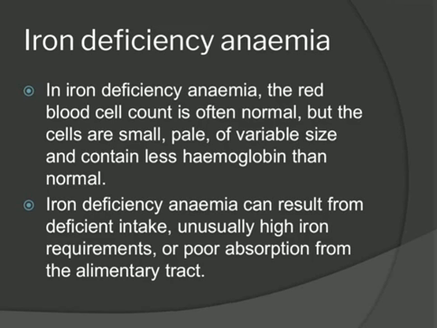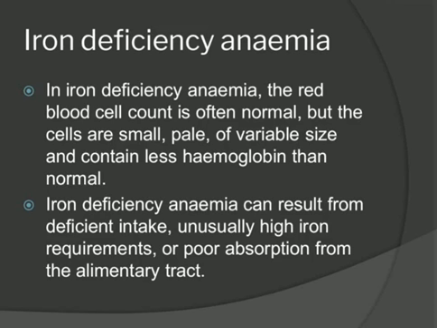In iron deficiency anemia, what happens? The red blood cell count is often normal, but the cells are small, pale, of variable size and contain less hemoglobin than normal. And we all know that hemoglobin is responsible for carrying oxygen. So if the amount of hemoglobin in the blood is less, the blood will be incapable of carrying enough oxygen.